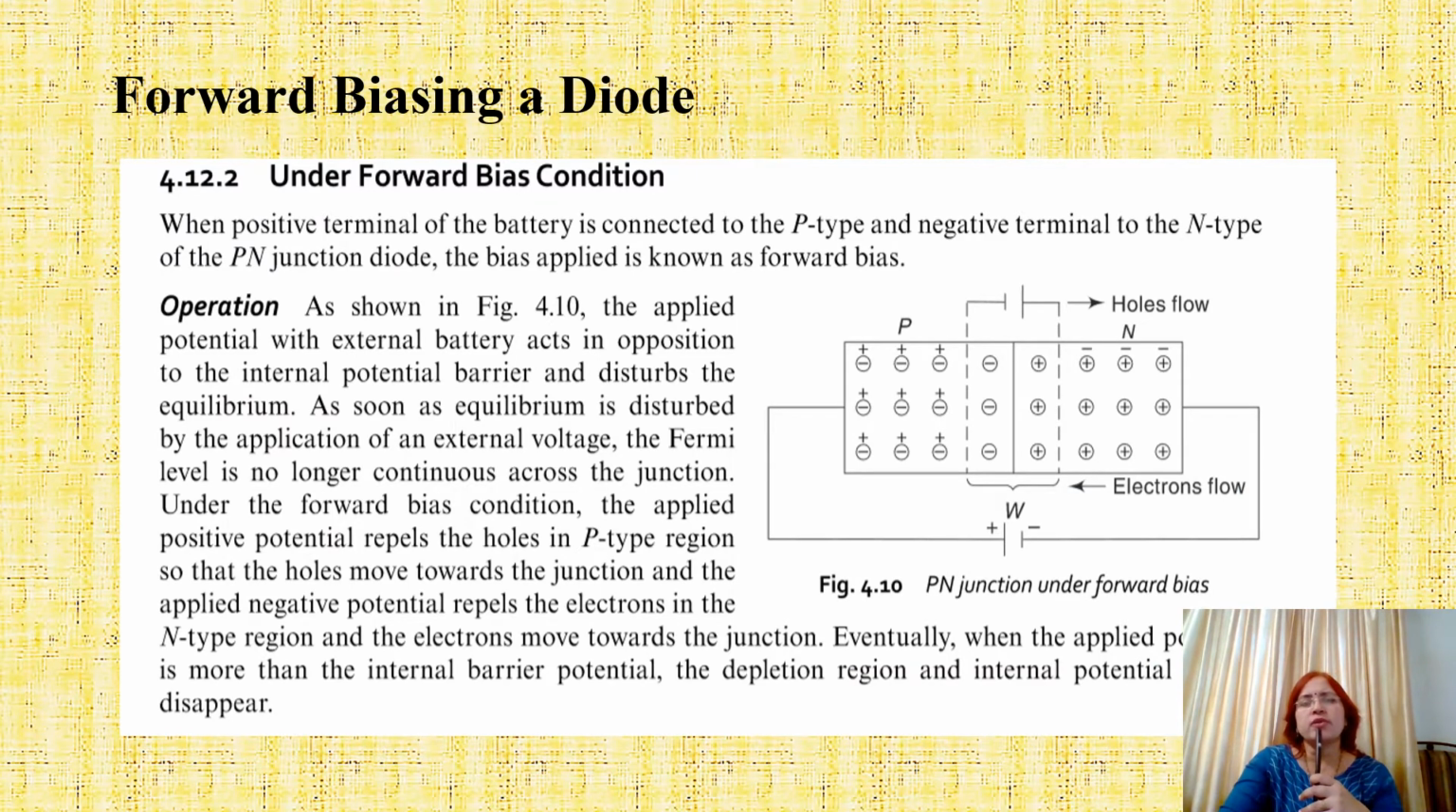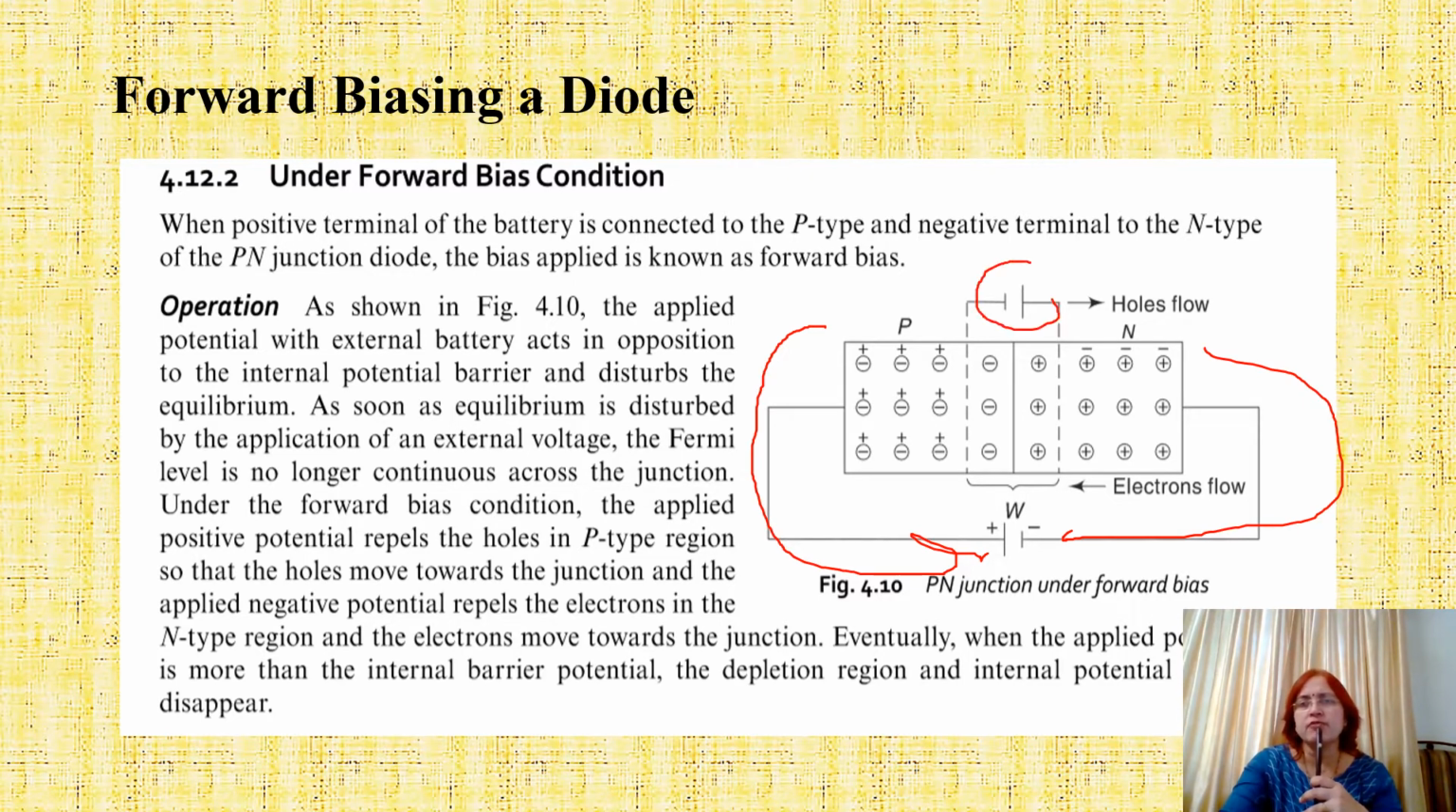The topic is forward biasing a diode. When we connect the p-type material to the positive terminal of battery and n-type material to the negative terminal of battery, then the p-n junction diode is under forward bias condition. Before applying this forward bias, the p-n junction diode is under equilibrium condition with the barrier potential VO. When we apply the forward bias, this forward bias potential will act in opposite direction to that of the barrier potential, and therefore you can see here depletion layer is there with the width W.